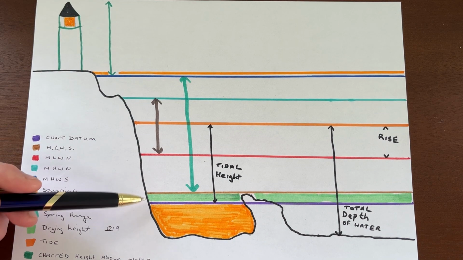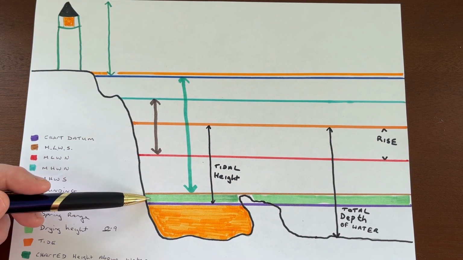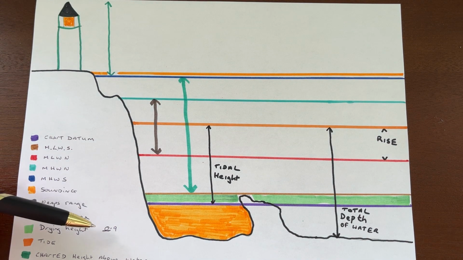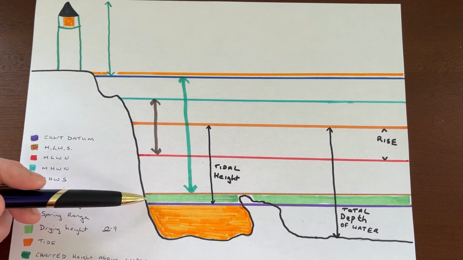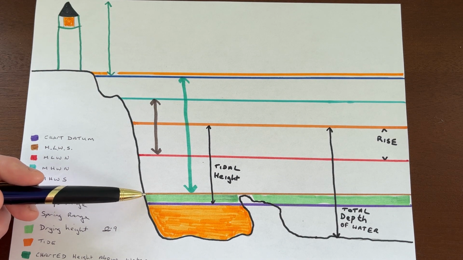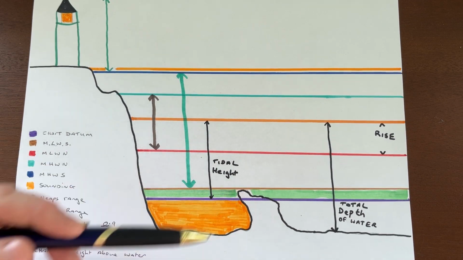Drying height here is the height of water above chart datum it takes to cover an obstruction such as a rock or a sandbar. It is denoted on charts as green areas with a 0 point number value denoting how high the water has to be in order to cover the obstruction.